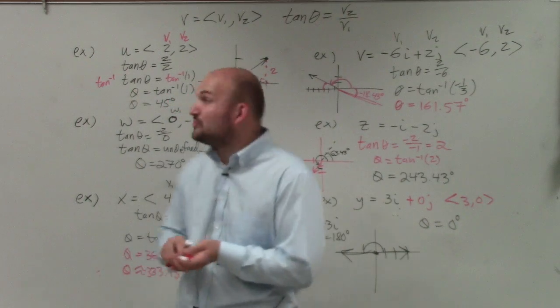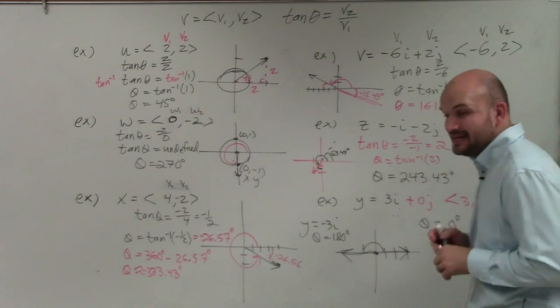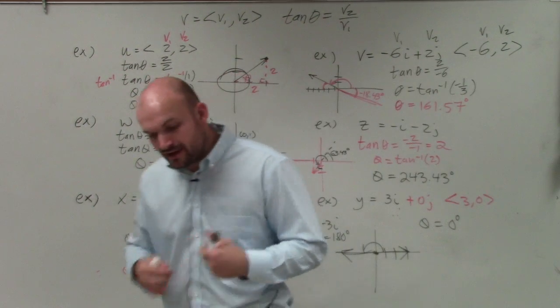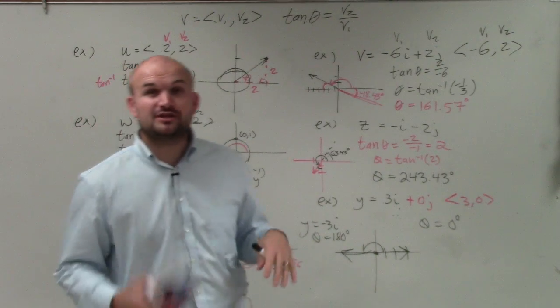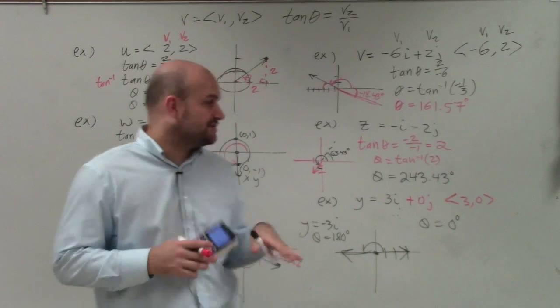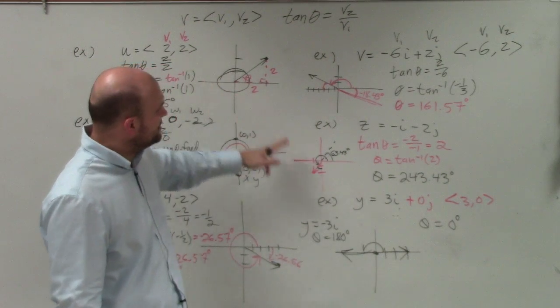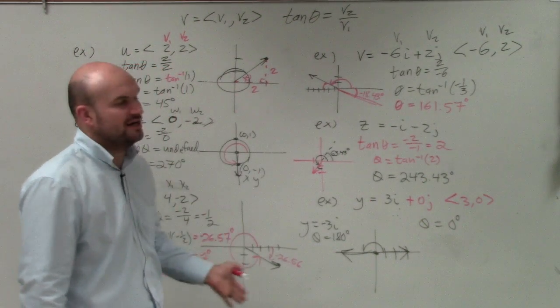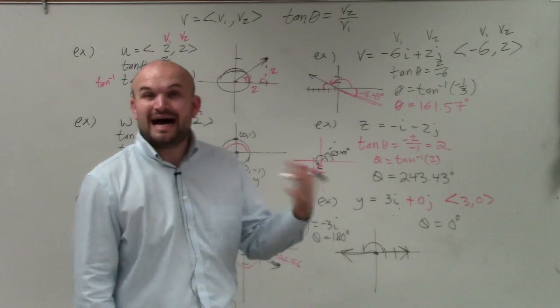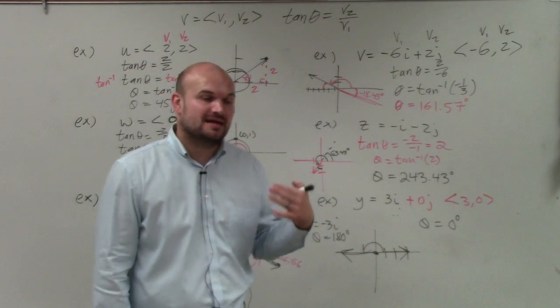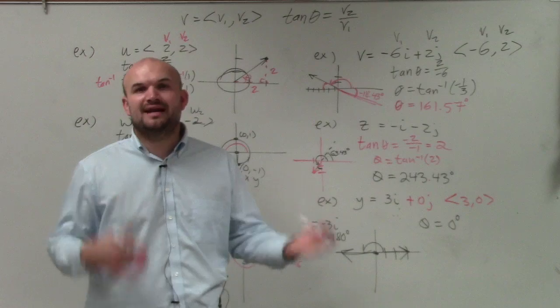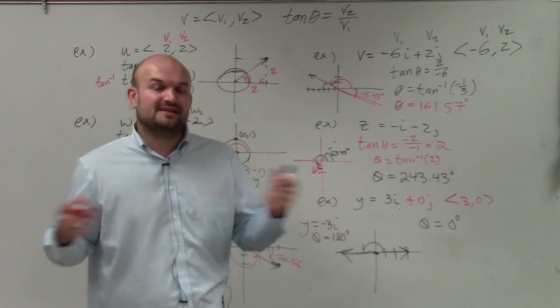So finding the angle is a pretty simple formula. Tangent of theta equals the second component over the first component. However, you've got to be careful when using your calculator. Your calculator is often going to give you the reference angle or the positive value, so you need to be able to understand where that vector lies on the quadrants. So therefore, you can identify using the reference angle to find the exact value.